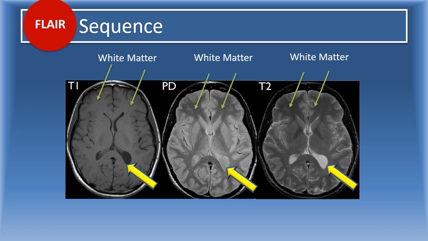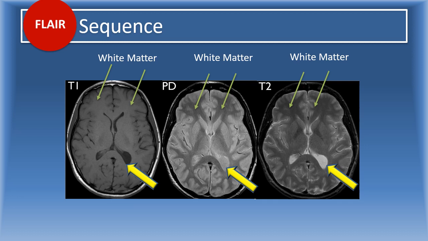We already discussed these images before, and you know how we can discriminate between those three sequences, T1, proton density, and T2, and we know that we use the fluid signal as the discriminating factor. Fluid on T1 will be low, on T2 will be high, and in proton density it will be intermediate. But how can we discriminate between those sequences and the FLAIR sequence?